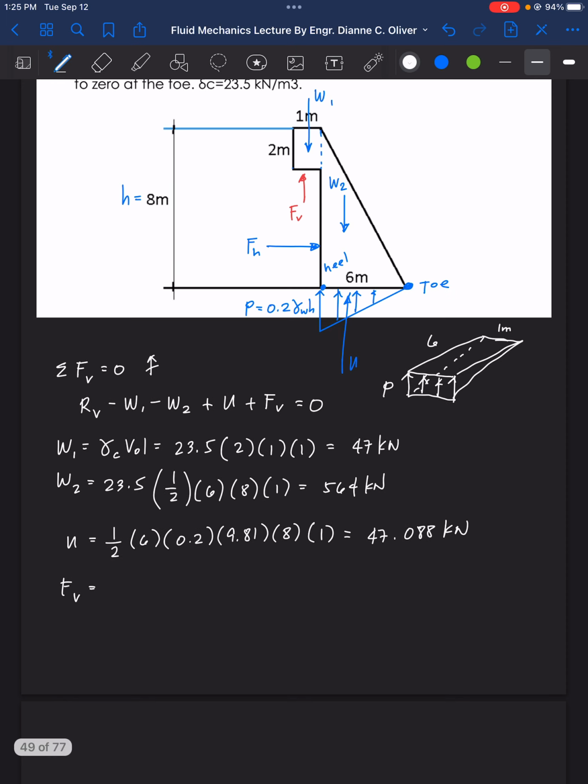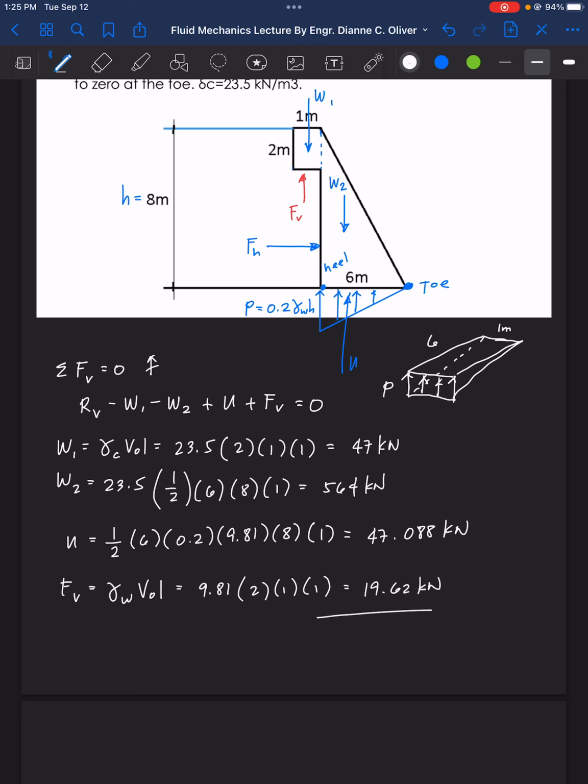Then finally we have FV. FV now is equal to the gamma of water and then volume. So gamma of water is 9.81. The volume here is 2 by 1 by 1. Therefore, this is 19.62 kilonewton.